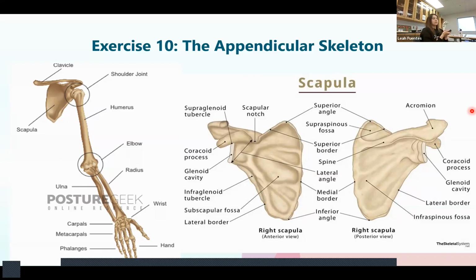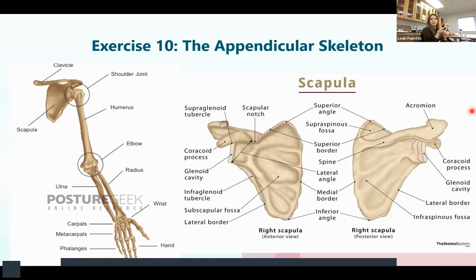We have the lateral and medial border. So again, lateral, medial border. Actually, yeah. We have, let's see, I'm trying to see what would be important. The supraspinous fossa. Make sure you know that.